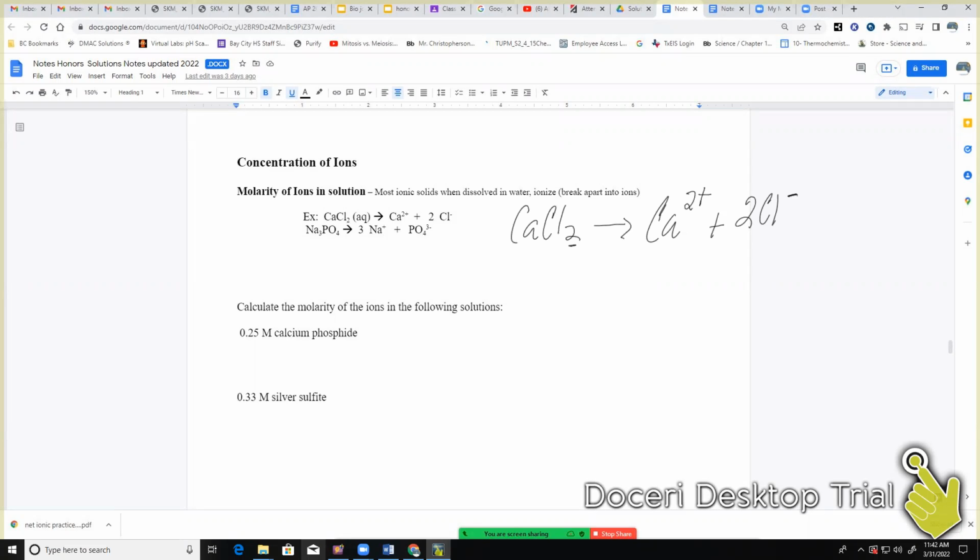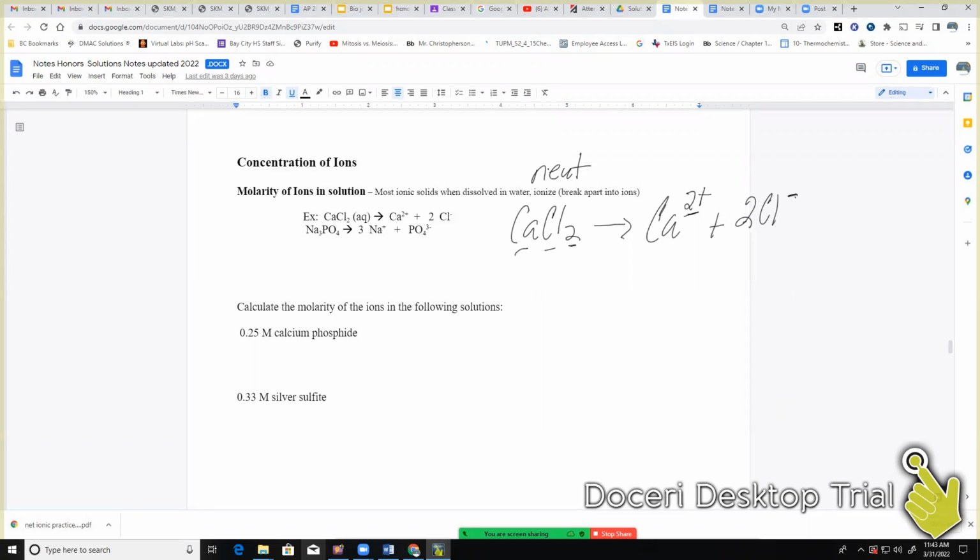So when you write a net ionic, not only does it need to be balanced with regard to elements. So for instance, I have 1 calcium on each side, 2 chlorines on each side, but also with regard to charge. So this compound is neutral. So I need my products to be neutral. And if you look, I have a +2, 2 times -1 also is a -2. So those 2 cancel out and I'm neutral on that side too.